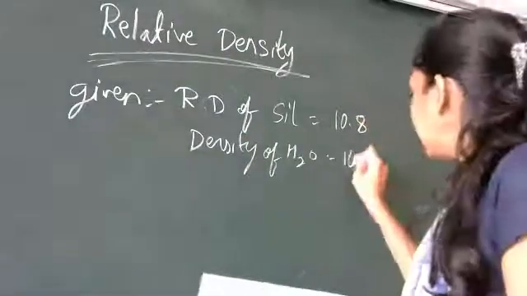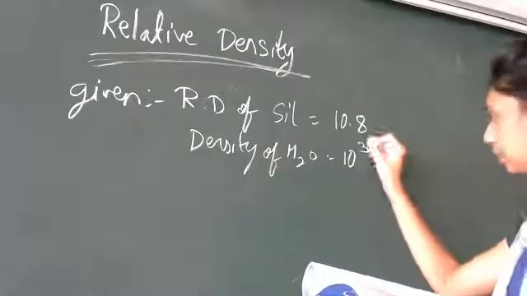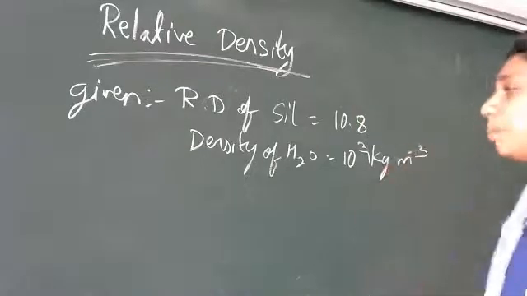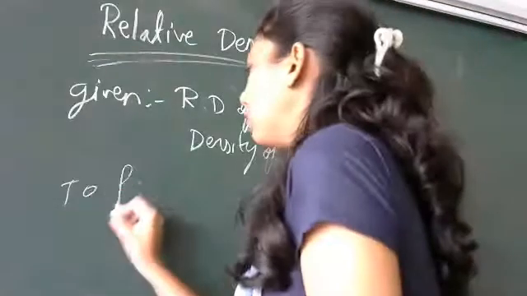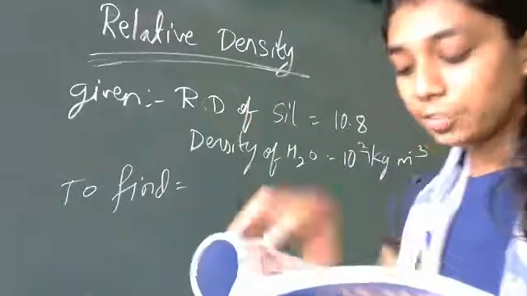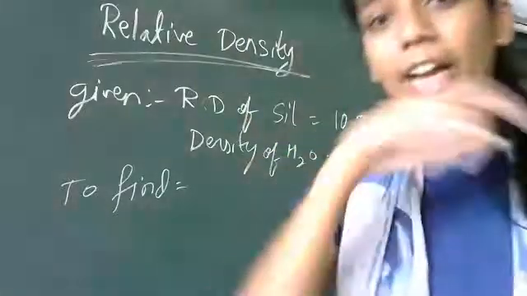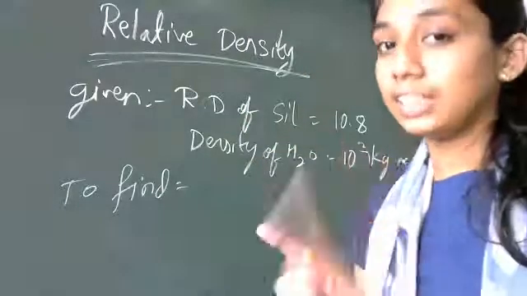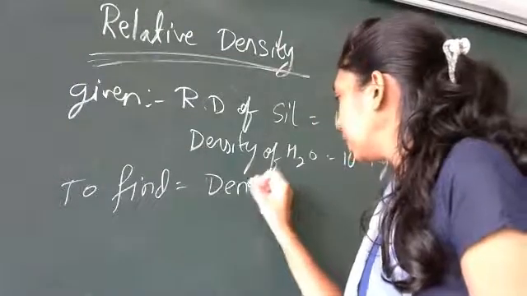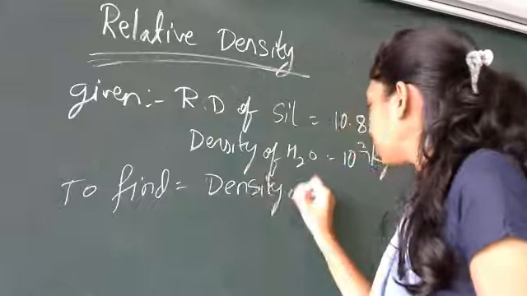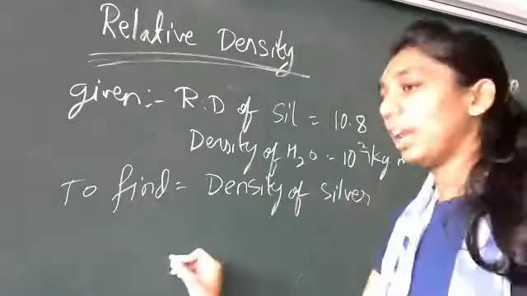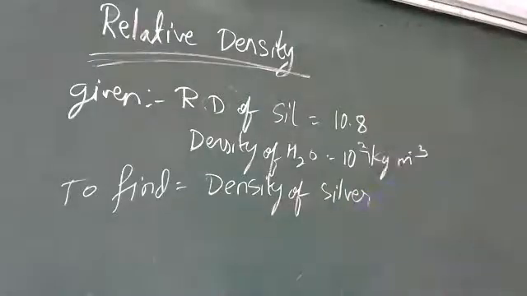It is 10 raised to 3 kg per meter cube. Next, what have they asked us to find in this problem? They have asked what is the density of the silver in SI unit. So I have to find the density of silver. So which formula do I use to solve this?